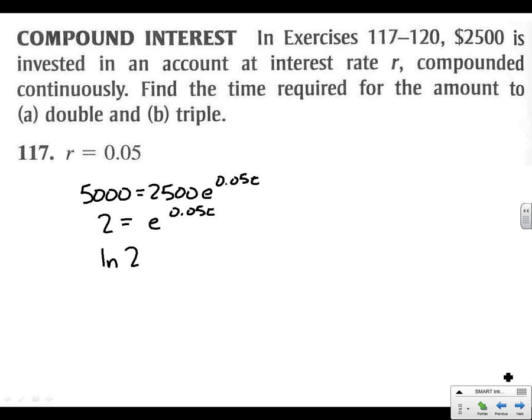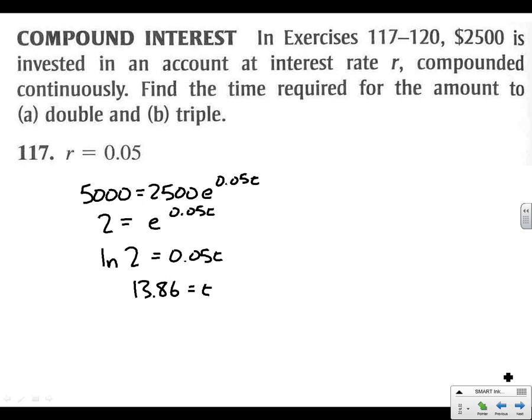We'll get rid of the e with the natural log and plug that in to divide by 0.05. And on 117, the time necessary to double is going to be about 13.86 years.